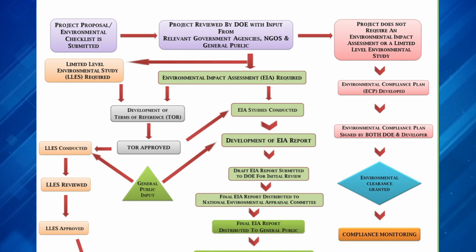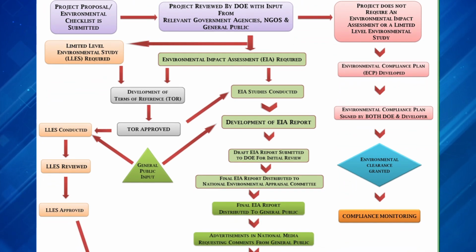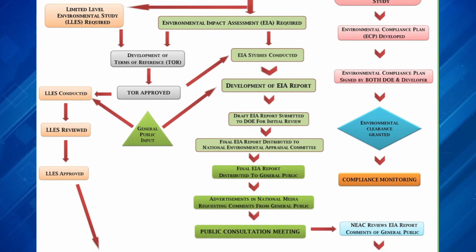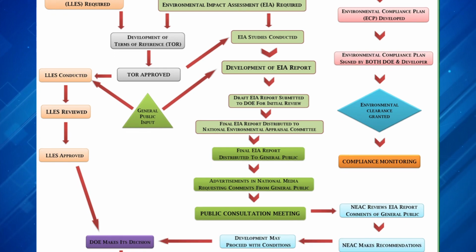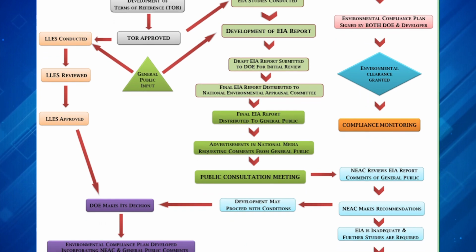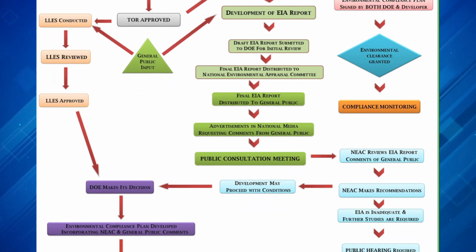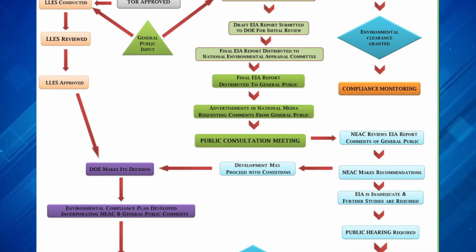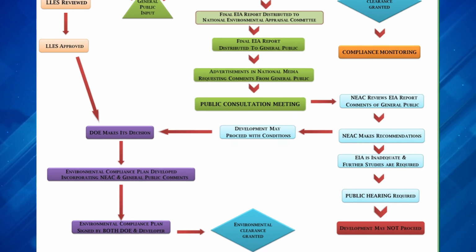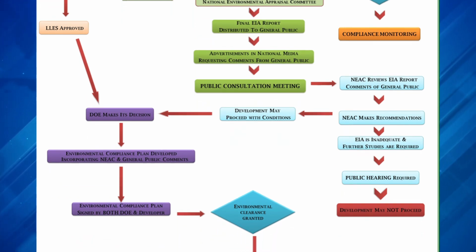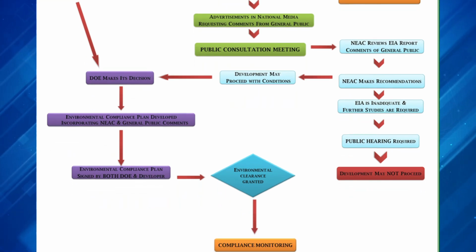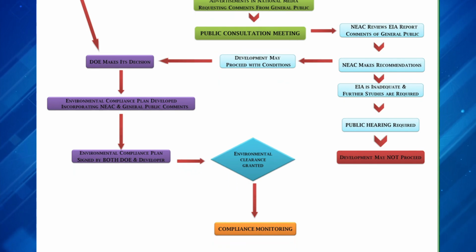If neither an EIA nor LLES is required, then an Environmental Compliance Plan, ECP, is developed and signed between the DOE and the developer. The ECP is a legally binding document which outlines conditions and guidelines under which the project must be developed. Simply put, it states what the developer can and cannot do while providing the DOE with authority to monitor compliance during project development. Thereafter, environmental clearance is granted for the project.